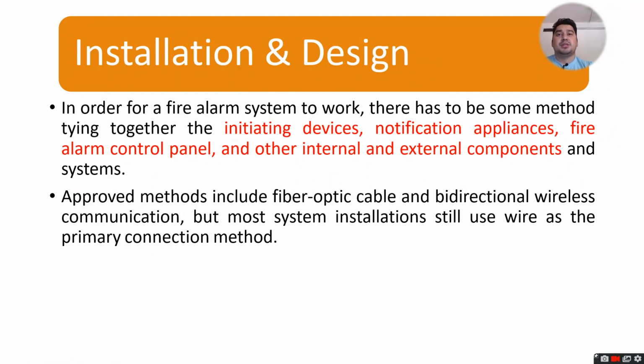In order for a fire alarm system to work, there has to be some method tying together the initiating devices, notification appliances, fire alarm control panel, and other internal and external components and systems. Approved methods include fiber optic cable and bidirectional wireless communications, but most system installations still use wire as the primary connection method.